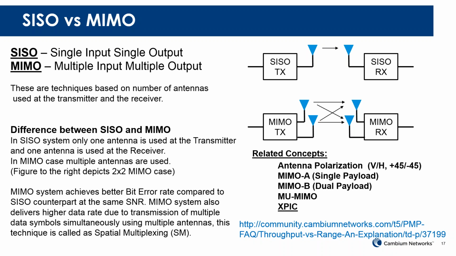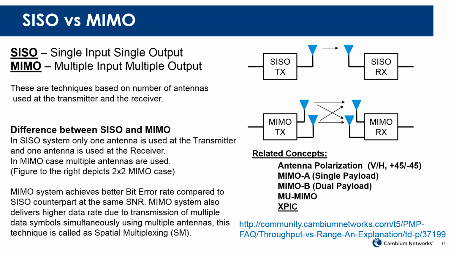So hopefully you understand that terminology from the prior Cambium College session. MIMO systems also deliver higher data rates due to transmission of multiple data symbols simultaneously using multiple antennas. This technique is called spatial multiplexing. So let's see if we can distill that down a little bit.